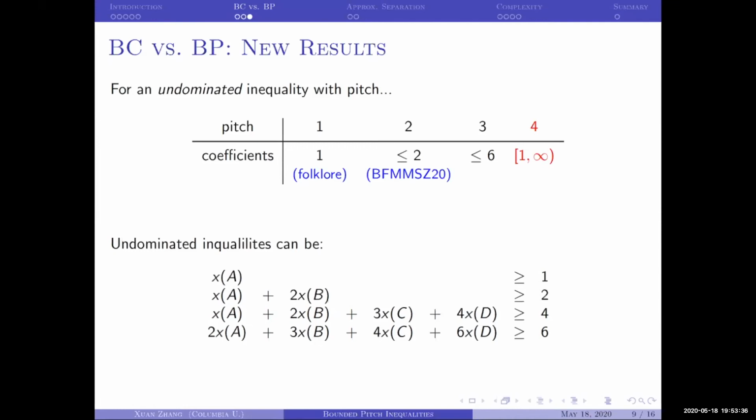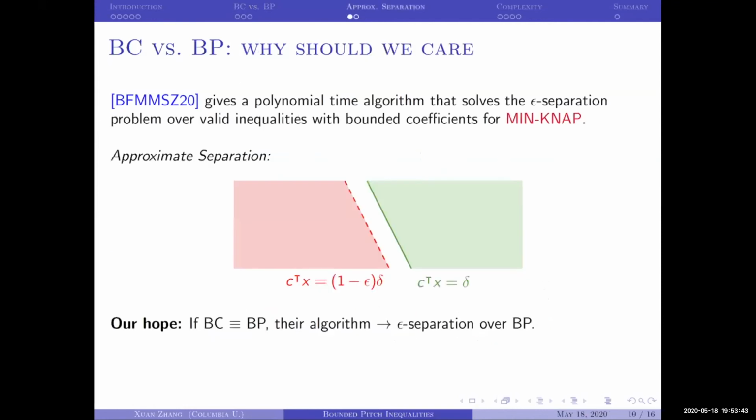But of course, you can ask, why do we even care about this? What's the point of asking this kind of question? The reason we think about this question in the first place is because in the paper by Bienstock et al., which I mentioned earlier, they gave a polynomial time algorithm that solves the approximate separation problem over valid inequalities with bounded coefficients for the minimum knapsack problem.